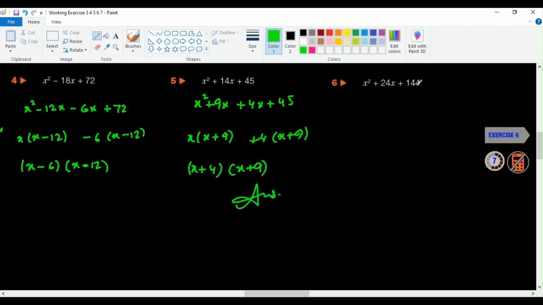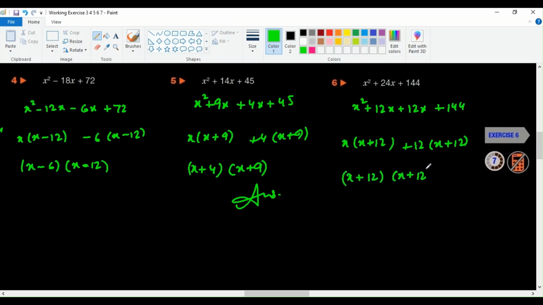Now when it comes to 144, I know very well 12 times 12 is a 144. So I will write first one and the last one as it is, no change, and plus 12x and plus 12x gives us a 24, and 12 times 12 is a 144. So I will write something like this, and another bracket x plus 12, and plus 12 comes like this. So x plus 12 and x plus 12 is going to be the factors of this question.